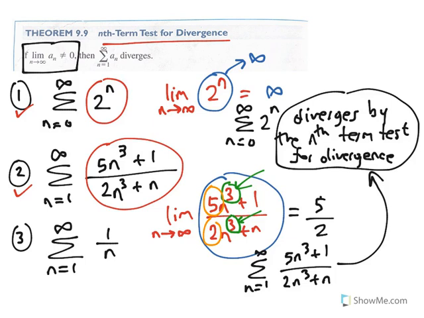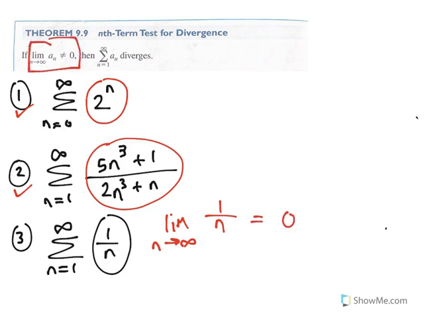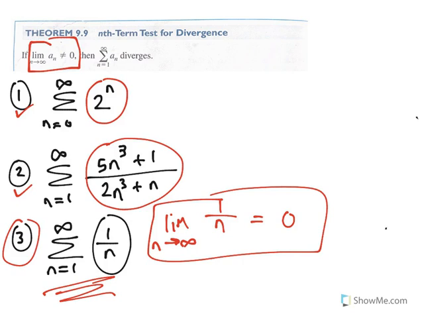But what about number 3? Let's take a look at number 3. For number 3, when you take the limit of the nth term as n approaches infinity, what do you get? Well, you get the limit of 1 over n as n approaches infinity is equal to 0. So what does that mean? We don't know. That's what it means. We cannot reach a conclusion about the convergence or divergence of this particular series for number 3 based on this work. We have to do something else.